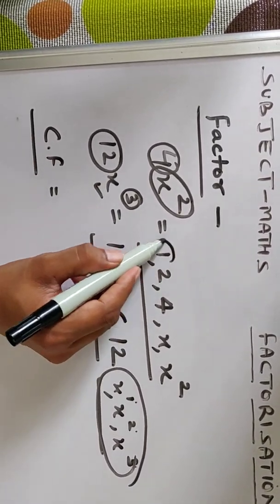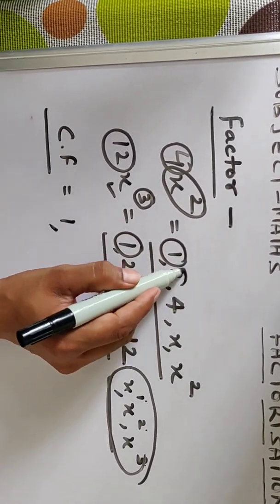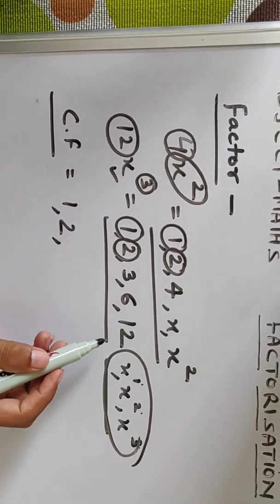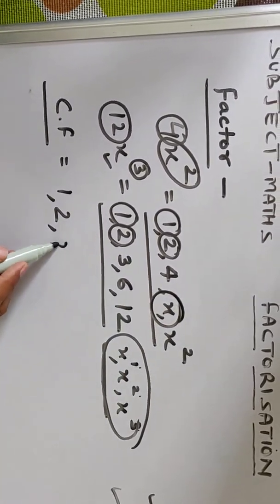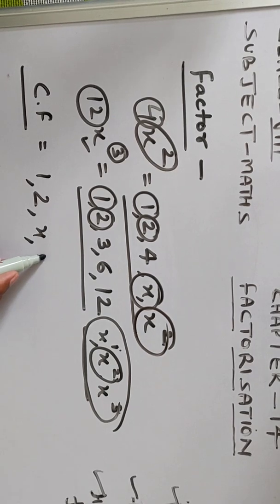So 1 is the common, so I will write here 1. 2 is also a common factor, so I will write here 2. And in the variable, what is the factor? X is the factor and x square is also a common factor.